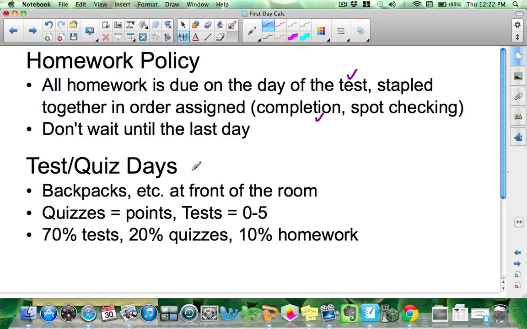On test and quiz days, I ask that you put your backpacks at the front of the room, please, just so that you're not even tempted to reach in and get anything out of your backpack.